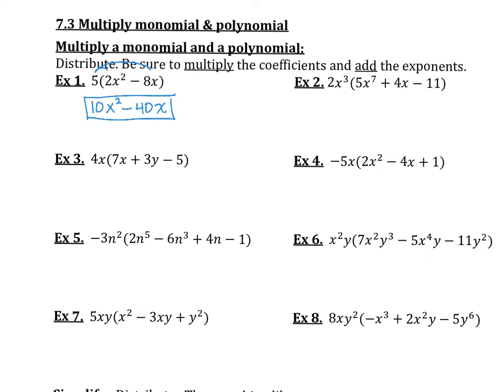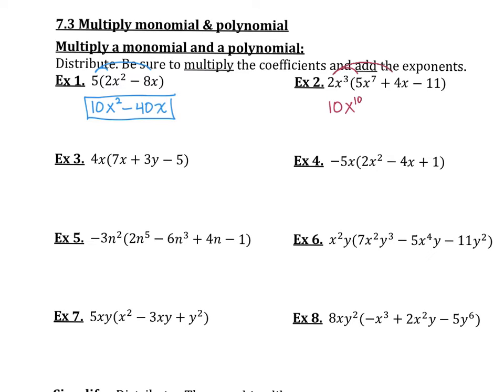Okay, for example 2, I'm doing 2x to the third times 5x to the seventh plus 4x minus 11. Okay, so I'm going to go ahead and distribute. 2 times 5 is 10. Because there are x's in the monomial, and over here, x to the third times x to the seventh, I'm going to add the exponents. So now I have x to the 3 plus 7, 10.